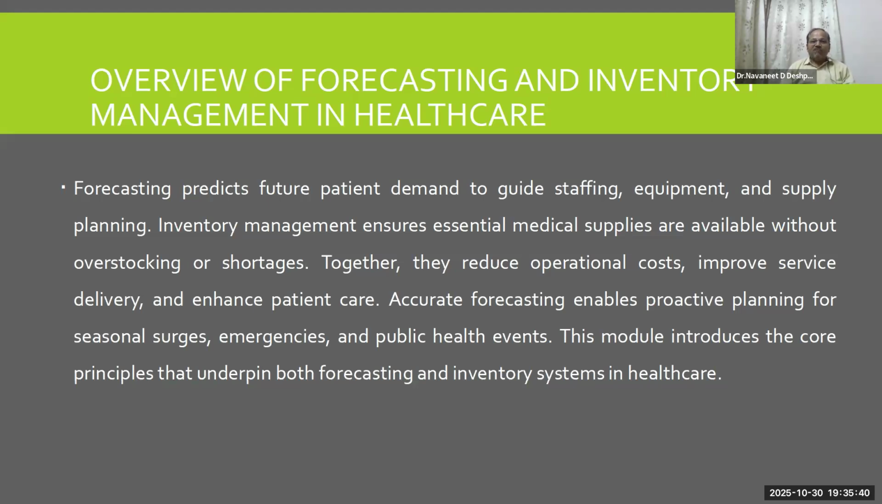Accurate forecasting enables proactive planning for seasonal surges and also during emergencies and public health events, whereby some campaigns are undertaken either by non-governmental agencies or by governmental agencies. So sometimes such public health events also require so much planning. So this module introduces the core principles that underpin both forecasting as well as inventory systems. In fact, there are two different chapters if you go through the syllabus. But here in this class, due to shortage of time, I'm considering both the inventory management on one hand as well as forecasting on the other hand.